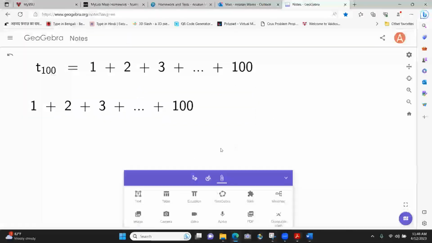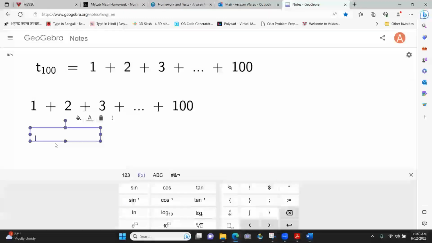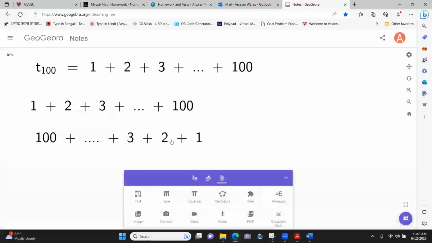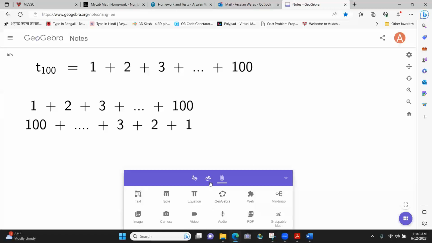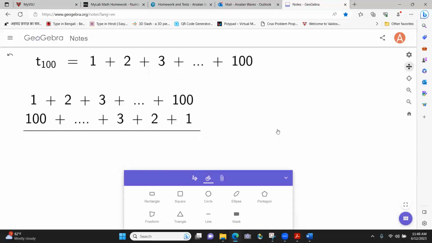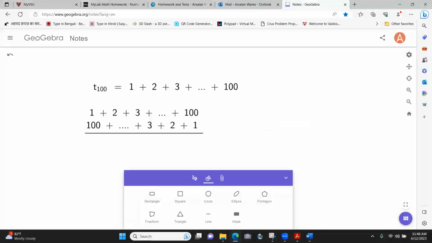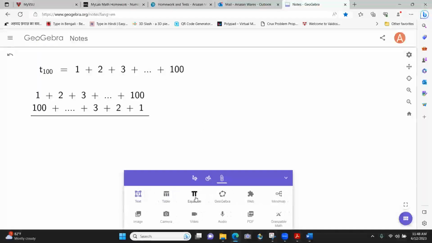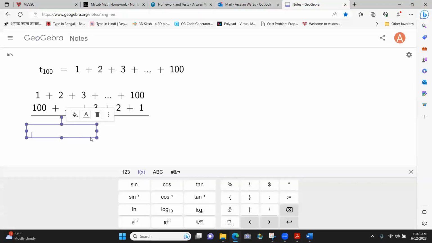You're going to take this line and write it in two different formats. And then you're going to add it. Each time it's going to be 101. 100 plus 1 is 101. I'm going to put a bunch of dots here. It's the same.